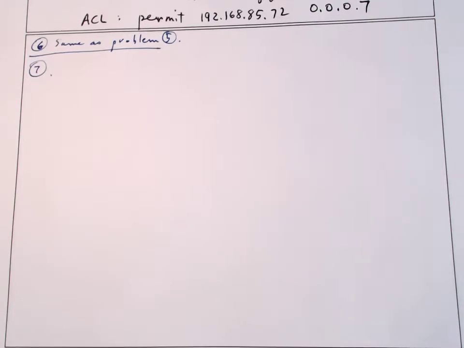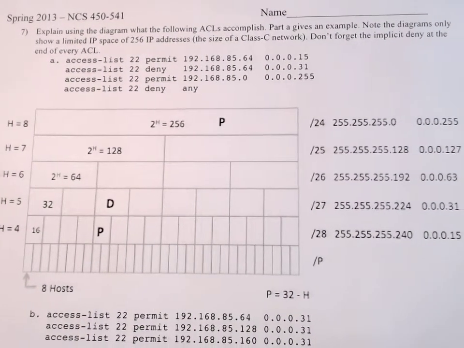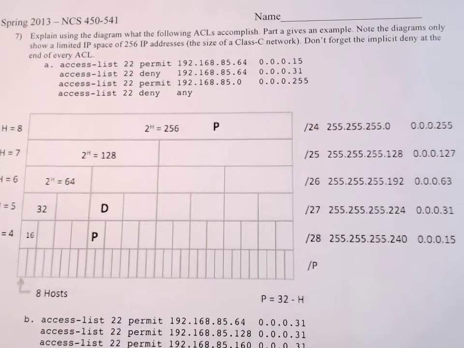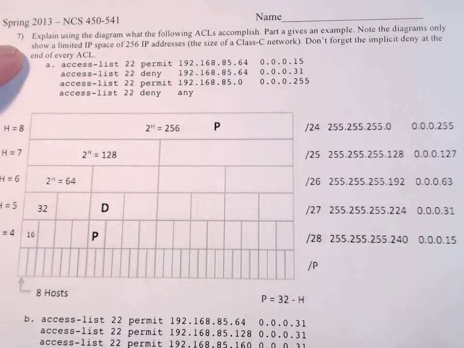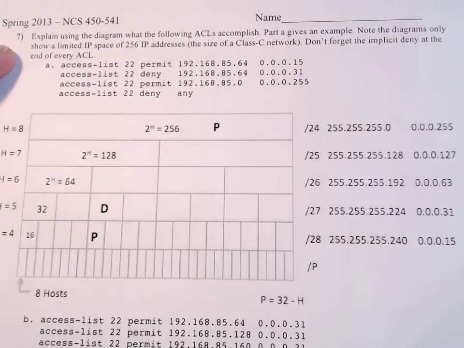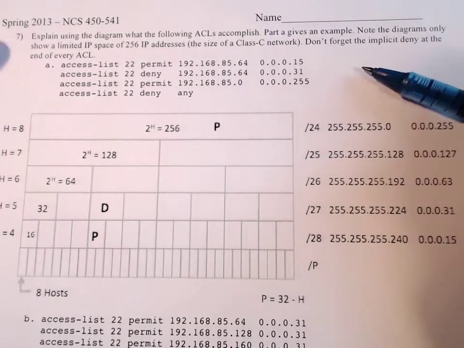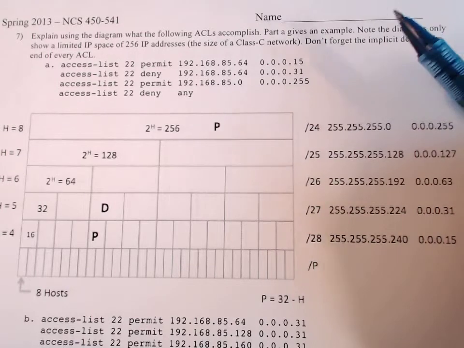Okay, in this video, I'd like to do problem 7, or at least a portion of problem 7 from the review sheet for you. In this problem, it says, explain using the diagram what the following access control lists accomplish. Part A gives an example. Note the diagrams only show a limited IP space of 256 IP addresses. That is the size of a Class C network. And don't forget the implicit deny at the end of every ACL.